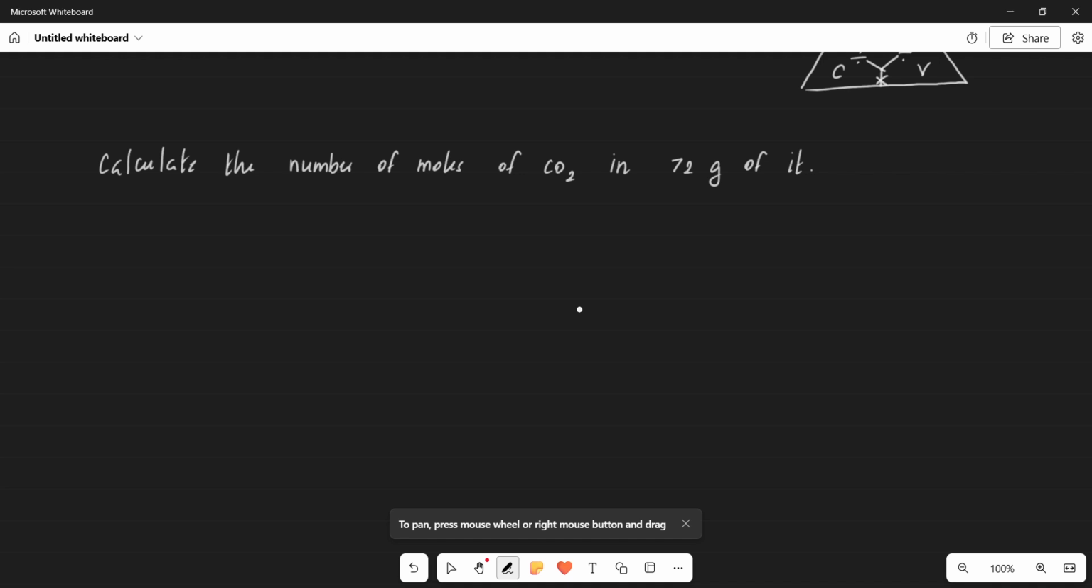That's what is asked here. First I need to find the molar mass of carbon dioxide, because that is not given. Molar mass of carbon dioxide I can find from the periodic table. Carbon has a mass of 12 and oxygen has a mass of 16, but 2 oxygens are present, 2 times 16. If I do it in the calculator, I will get 44 grams per mole. This is the molar mass of carbon dioxide.